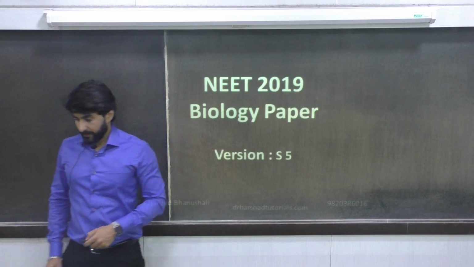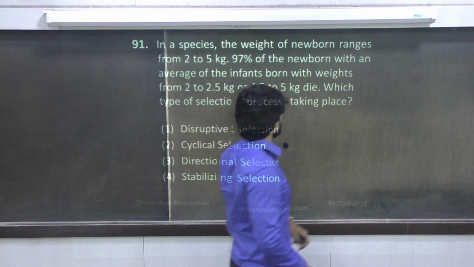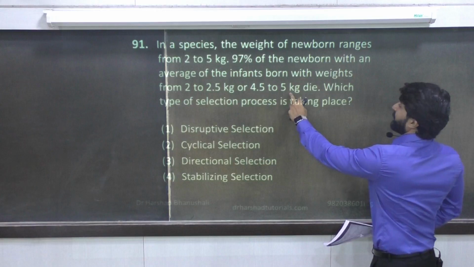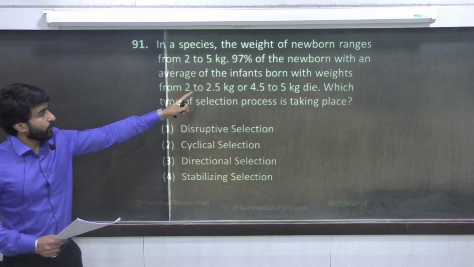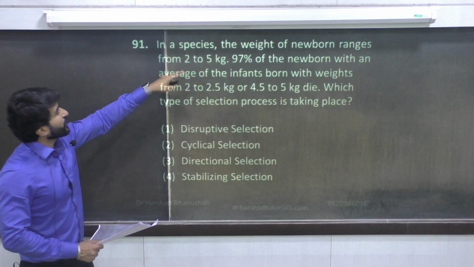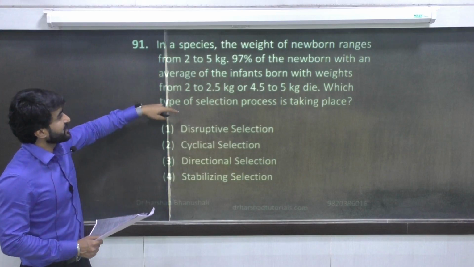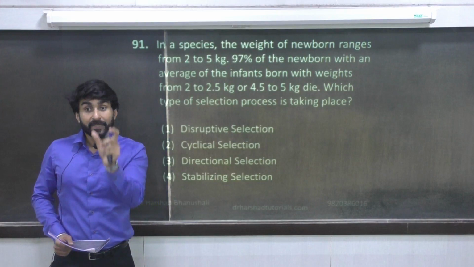Now, the question says, in a species, the weight of a newborn ranges from 2 to 5 kgs. 97% of the newborns with an average weight, the infants born with a weight of 2 to 2.5 kg or 4.5 to 5 kg, die. That means the extreme ones are dying. A part of the question has not been typed. In this 2 to 5 kg range, those with 3 to 3.3 kg survive. So if you analyze this, kids having very low or very high weight die, kids with 3.3 kg weight survive. That means the median kids survive.